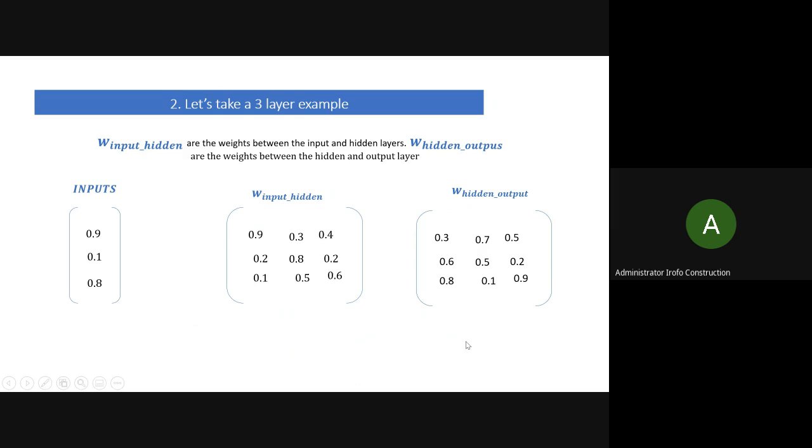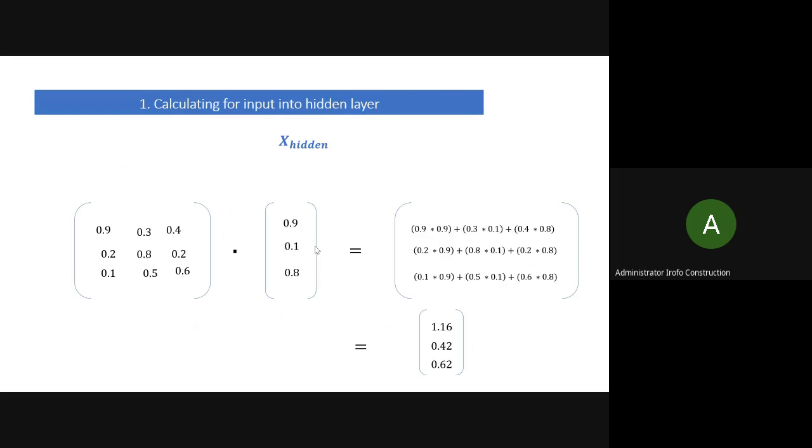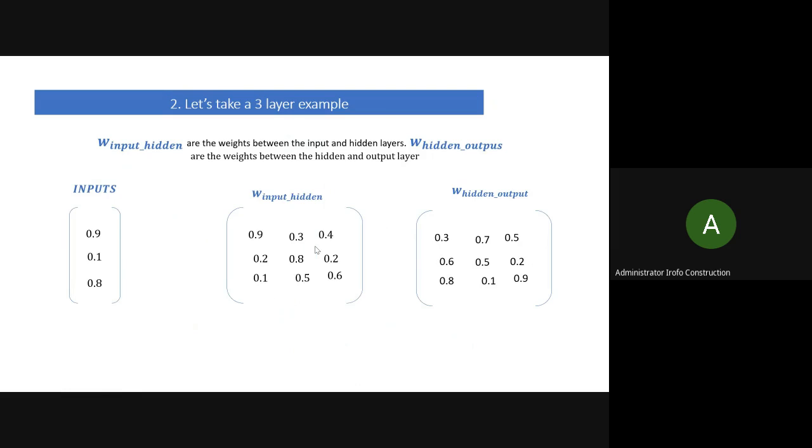Now let's see how the calculation goes. So first, you need to find the input into this hidden layer. If you find the input into this layer, you just have to take this one and multiply this one and this one. This one and this one will give us the input into the hidden layer.